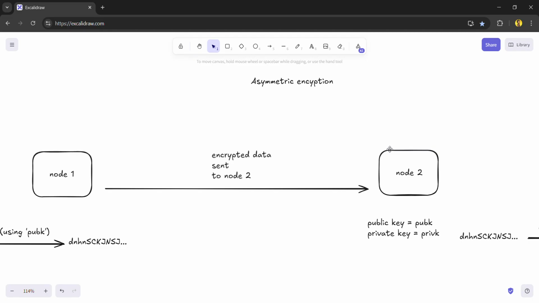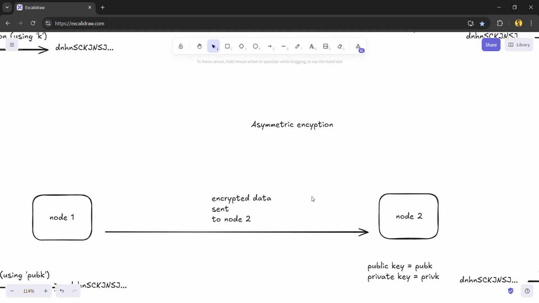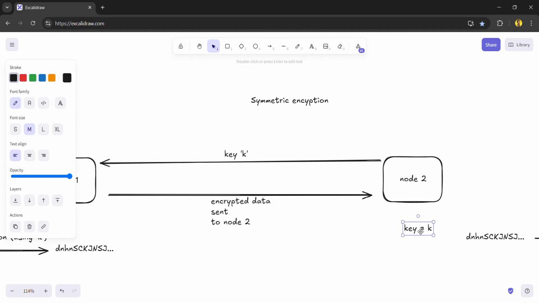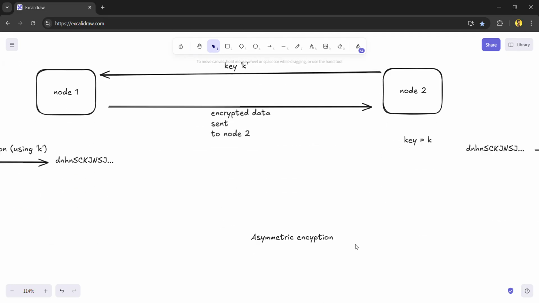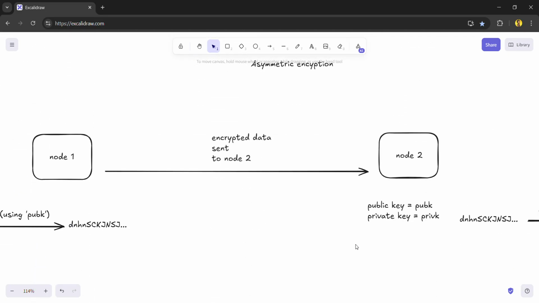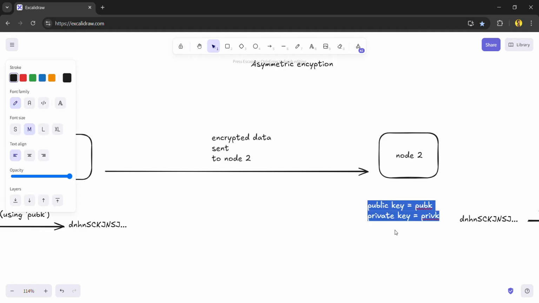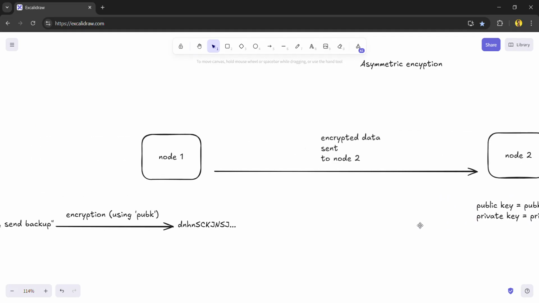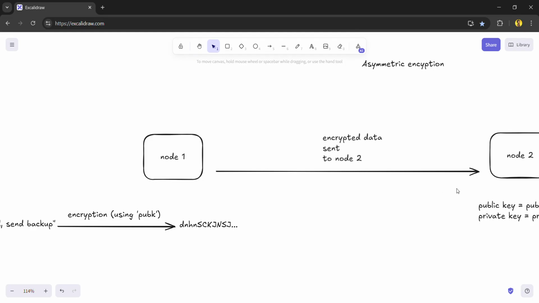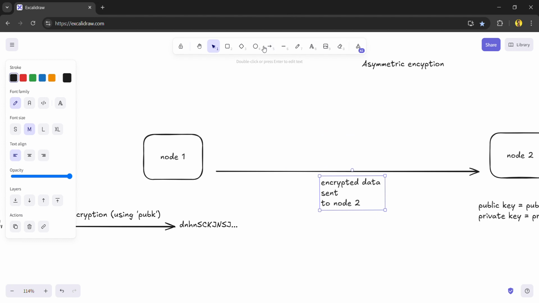In asymmetric encryption, instead of one key, there's a public key and a private key. In symmetric encryption, this one key was used for both encryption and decryption. But in asymmetric encryption, the encryption is only done by the public key and decryption is only done by the private key.